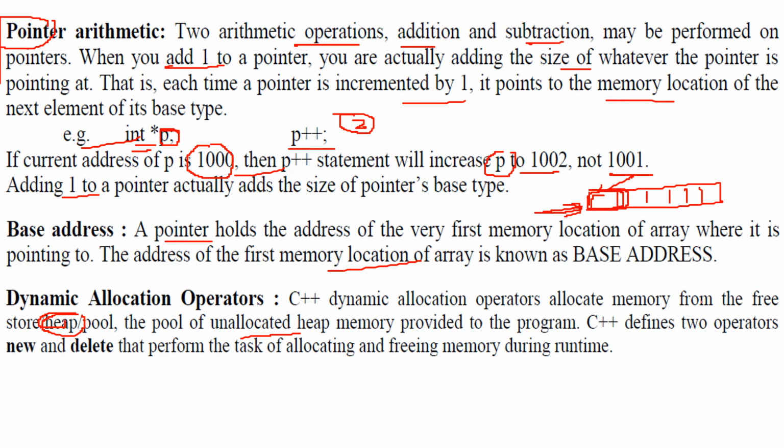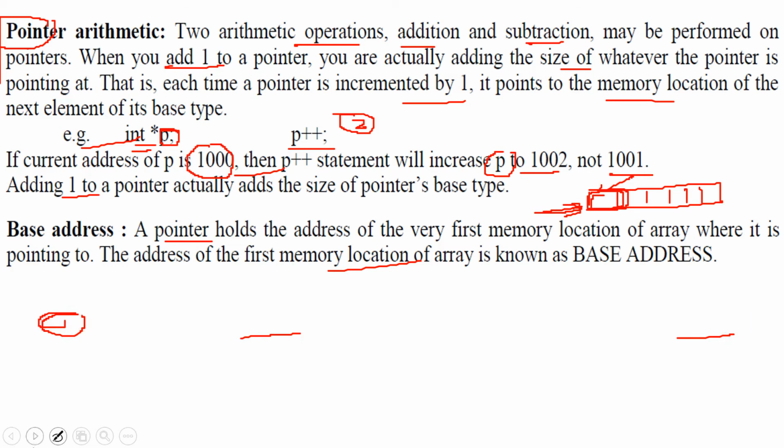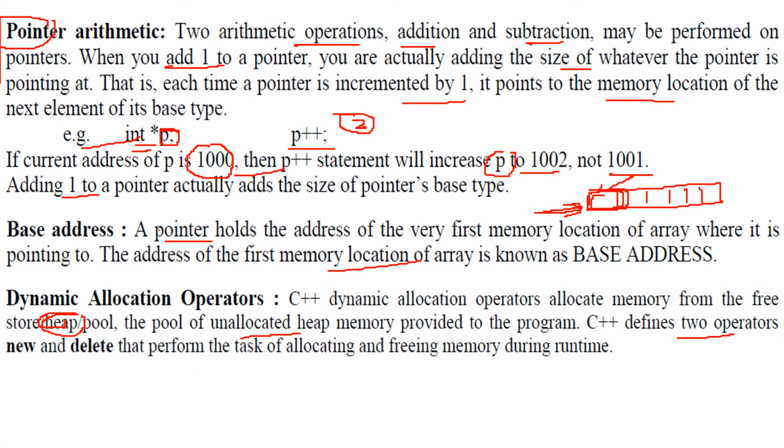C++ defines two operators, new and delete. If you correspond it to C, you will see malloc and free. So new and delete perform the task of allocating and freeing memory during runtime.